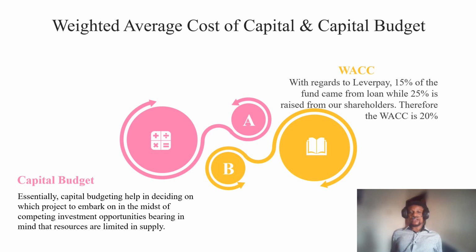Essentially, capital budgeting helps in deciding on which project to embark on, as said earlier, in the midst of competing investment opportunities, looking at the fact that resources are limited in supply, right? So it's always very good to know which one to spend limited resources on that will generate maximum profit. And there are quite a number of capital budgeting methods that we will be looking at from this perspective, and one of them is the discounted cash flow analysis.